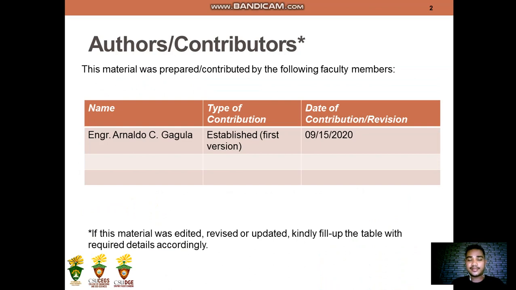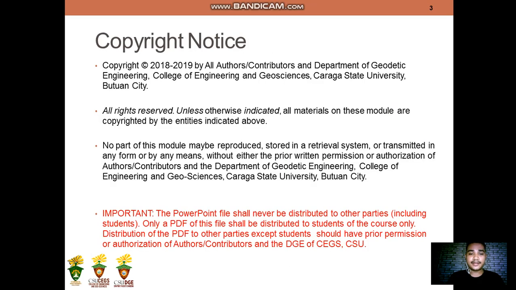This is for the authors and contributors that this material was prepared, contributed by yours truly. And for the copyright notice, it is important that the PowerPoint file shall never be distributed to other parties. Only a PDF file shall be distributed to the students of this course only. The distribution of this PDF to other parties except the students should have prior permission or authorization of authors and contributors, and of course, the Department of Geodetic Engineering of Caraga State University.